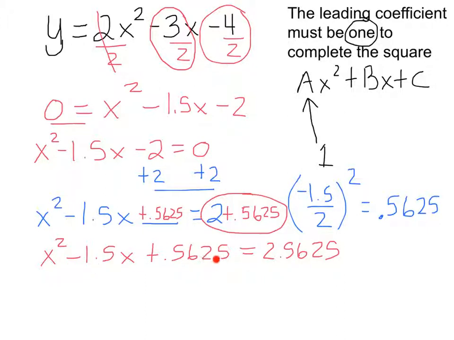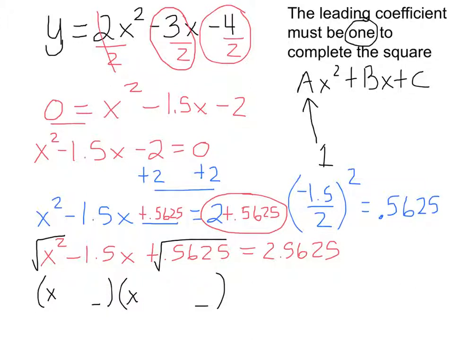Okay, I need to factor this trinomial right here. Well, I already know that negative 1.5 divided by 2 is what I squared. Okay, so let's go ahead and factor it. So I'm going to write 2 binomials. And let me tell you this. The square root of x squared will always go here and here. And the square root of this, okay, will always go here and here. So let's take the square root of this, and we're going to put it right here and right here.